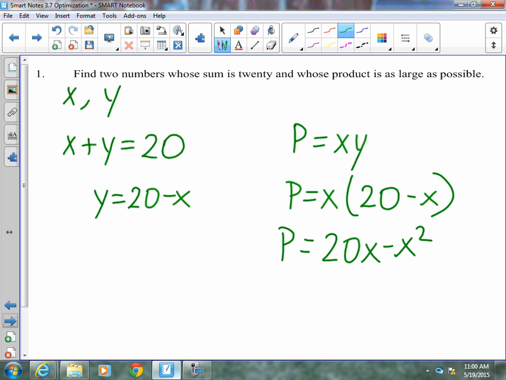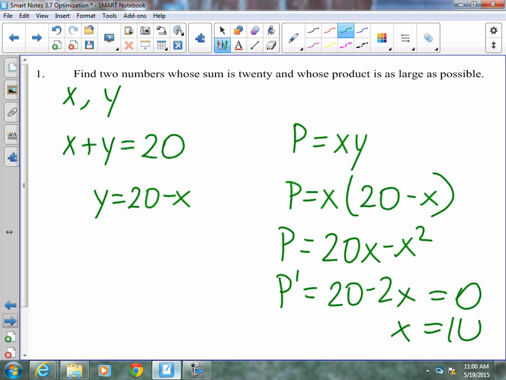Now, if we're going to maximize something, we need to get the derivative and find where it changes from positive to negative. So, P prime would be 20 minus 2x. Set that equal to 0. And x is 10. Now, on our number line, we know we're going to have to put 10. But you also have to think about that this number could be as small as 0, because x plus 0 would give us 20, so x could be 0, or it could be as high as 20.